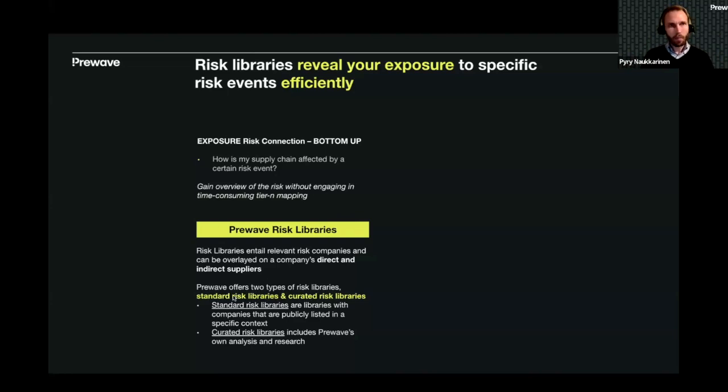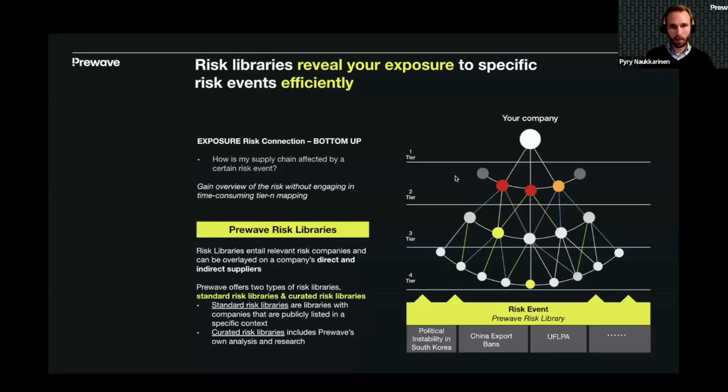We're currently classifying this in two categories. We call them standard risk libraries, where we take some public data sets and add this tier N component to them, as well as curated libraries, where we enrich this publicly available data with Prewave research, such as what Marco has just been describing, to make sense of these big data sets and pick the companies, industries or verticals which are relevant in the first place.